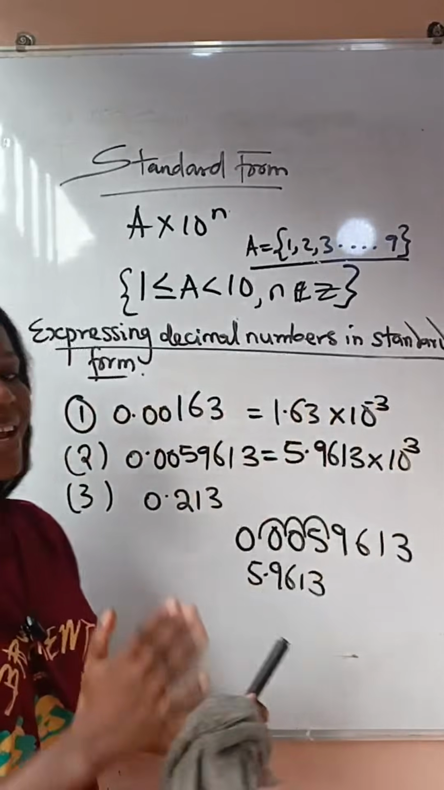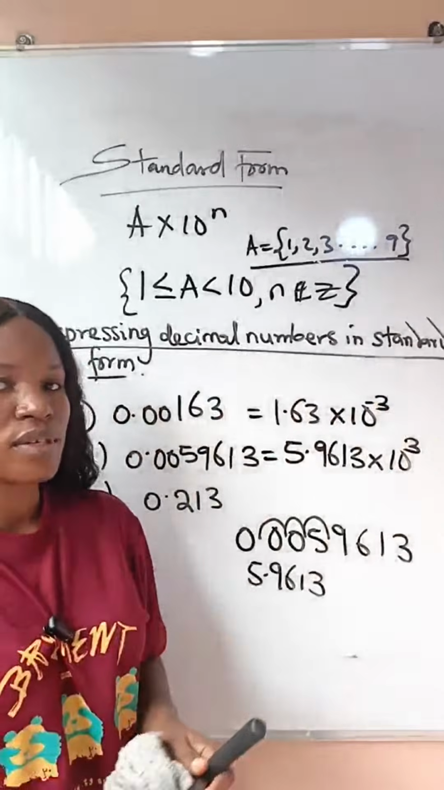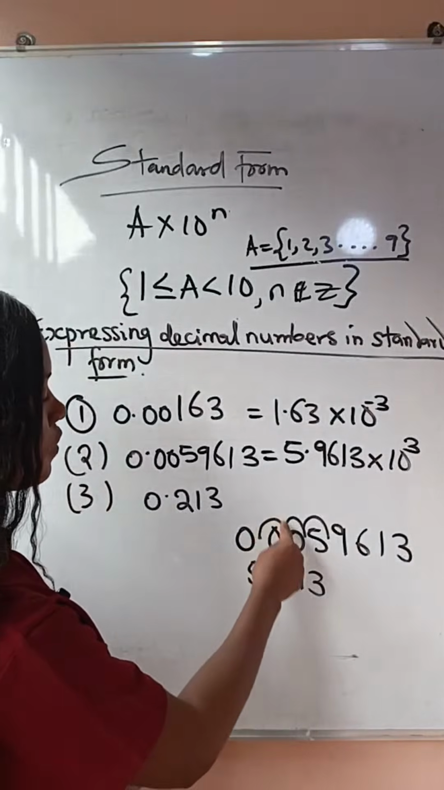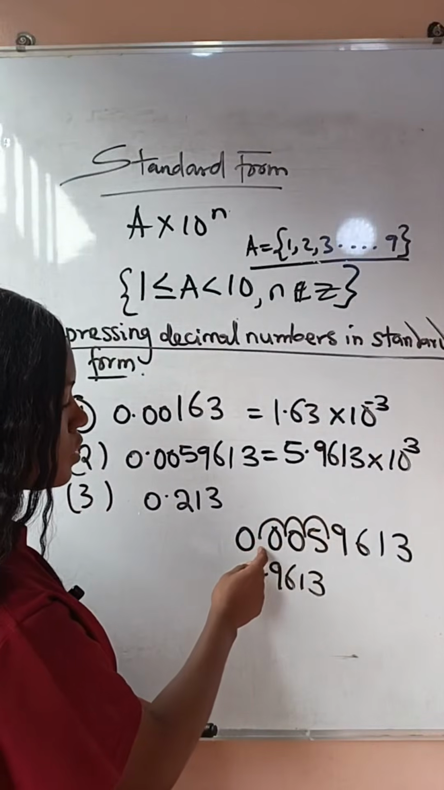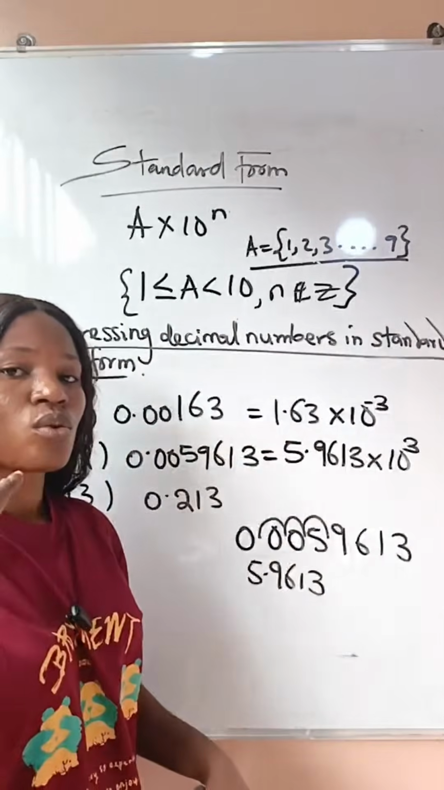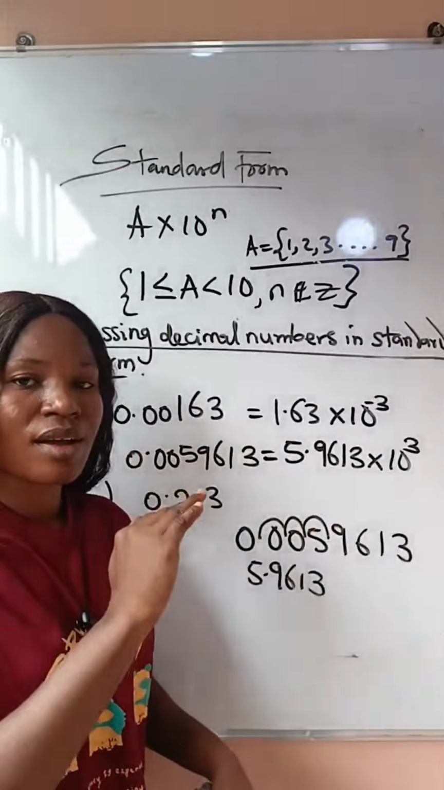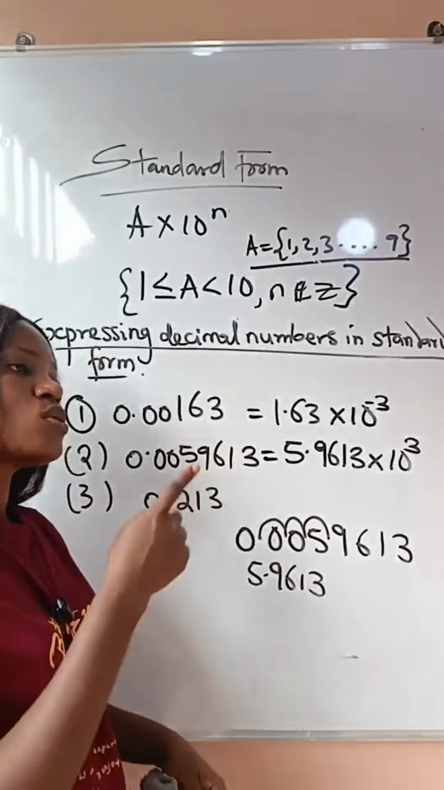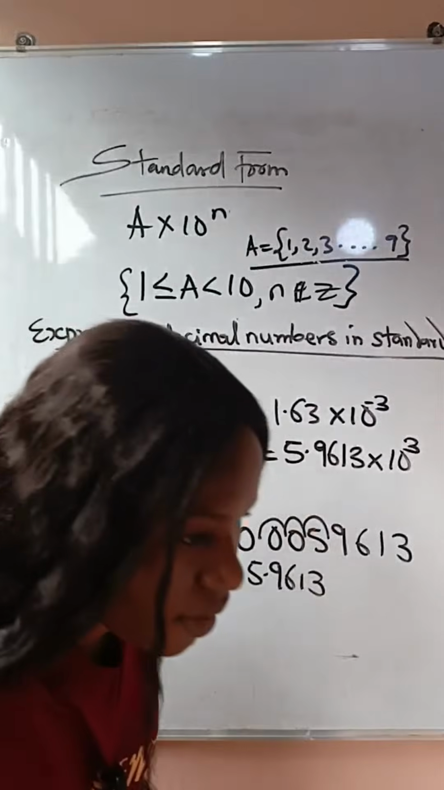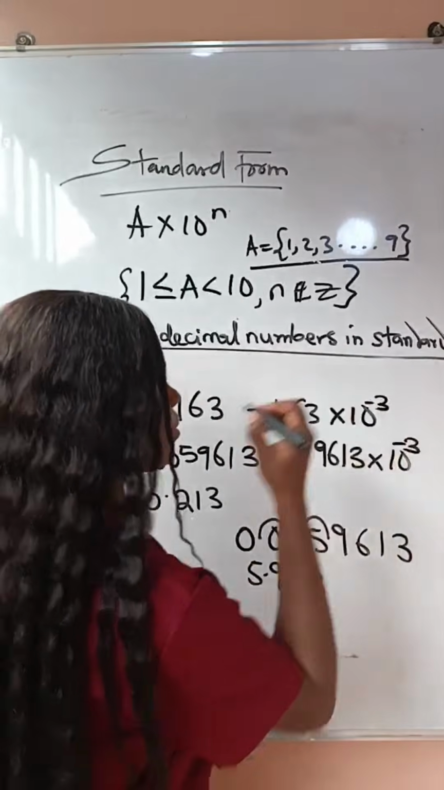Now, is it going to be negative 3 or positive 3? It's going to be negative 3 because remember, we shifted the decimal point from its original position. We shifted it to the right. So when you go to the right, your n is negative. When you go to the left, your n is positive. Okay? So that way we have minus 3 as well.